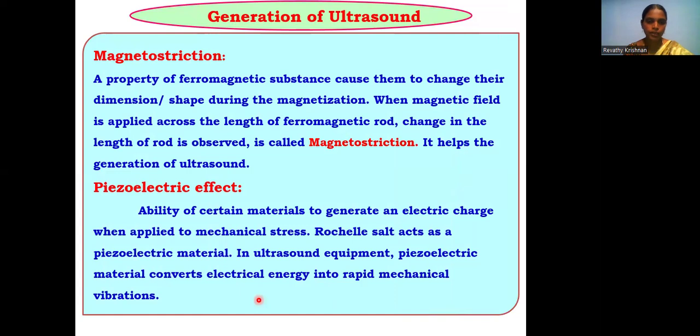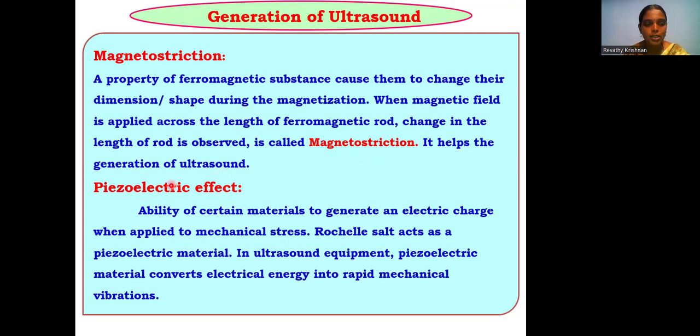Now, let us see the generation of ultrasound, how these ultrasound waves are generated. By means of two concepts, we can produce ultrasound. The first one is magnetostriction and then the piezoelectric effect. First is magnetostriction. It is a property of a ferromagnetic substance that causes it to change its dimensions during magnetization. When a ferromagnetic substance is magnetized, its dimension, its shape changes. That is, when a magnetic field is applied along the length of a ferromagnetic rod, there is a change in the length of the rod. It is called magnetostriction. Because of this magnetostriction, ultrasound is generated.